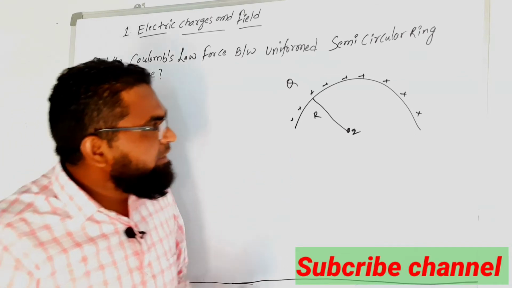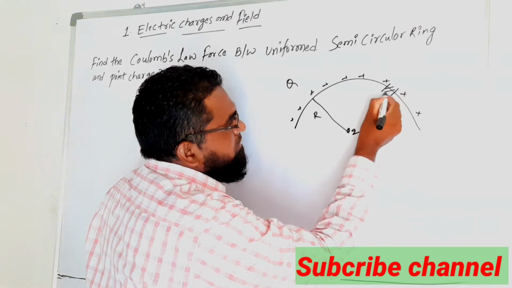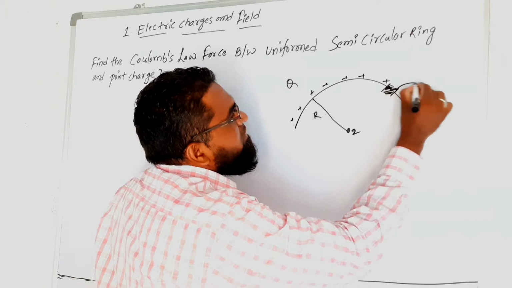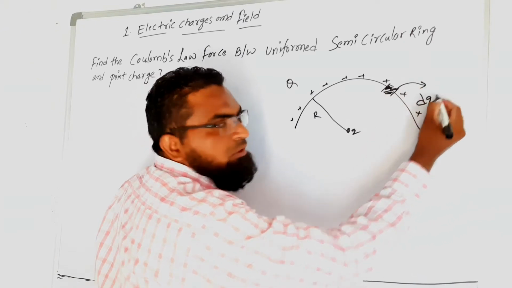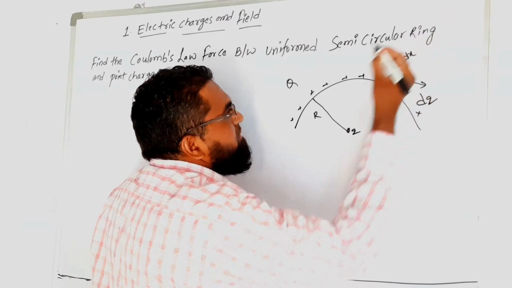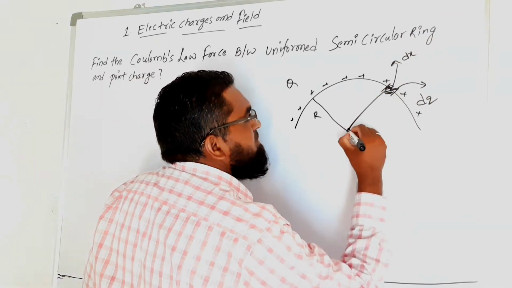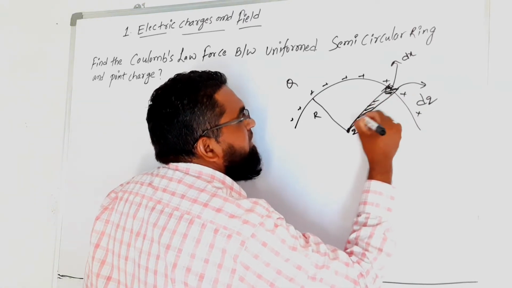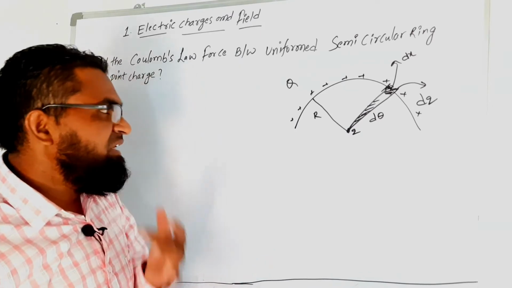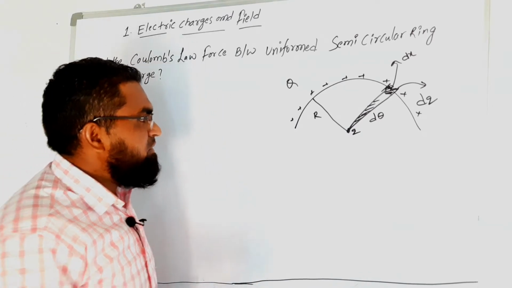That's why we are taking one small part of the charge, a continuous charge distribution. This charge is dq and this length is dx. I hope you understood. Let us consider this small part. So the angle here is d theta. I will explain the remaining: dx is equal to r into d theta. How we take this, I will discuss.